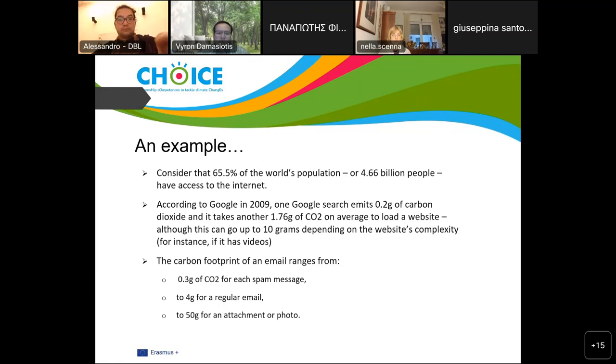Some other examples show how we pollute by sending emails. For example, sending a regular email takes about 4 grams of CO2 emissions, and sending an email with an attachment or a photo consumes 50 grams of CO2 emissions.